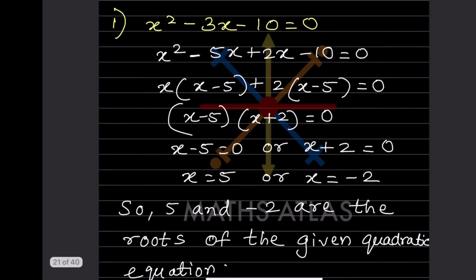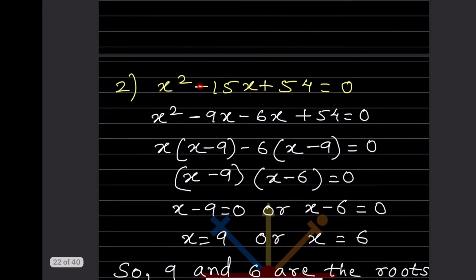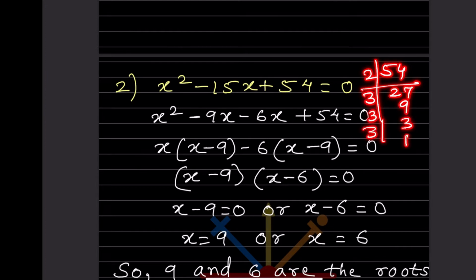Now you will see the previous one was both minus. Now you can see here this is minus and this is plus. So again we are going to concentrate on the middle term. Now what will you get here? This is 1 times 54. You have to look at the factors of 54: 2 27s are, 3 18s are, 6 9s are. So you have to see that in such a way that you get 15. So this is 9 and 6.